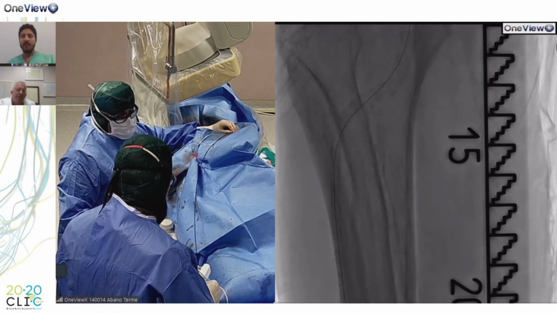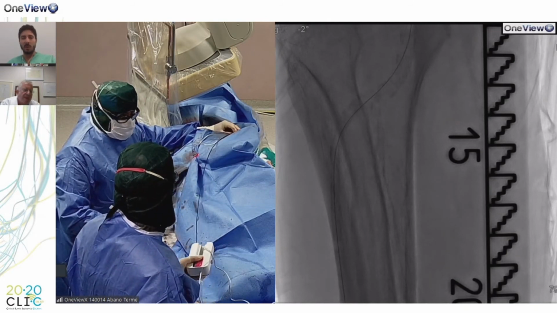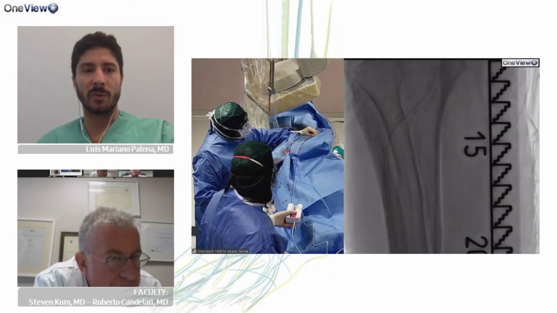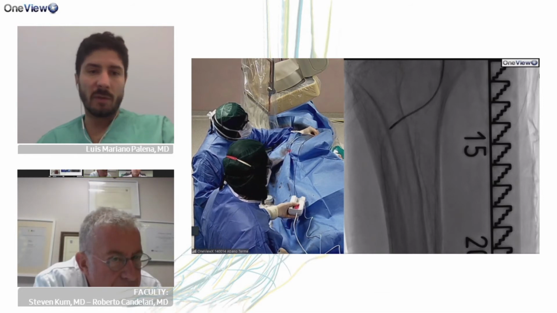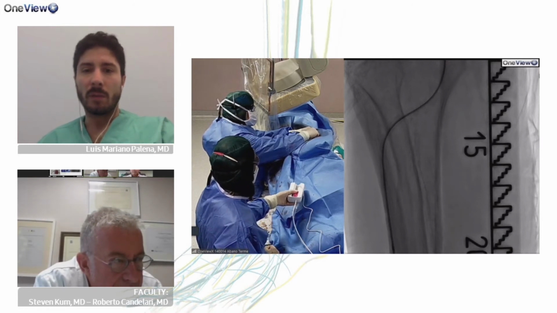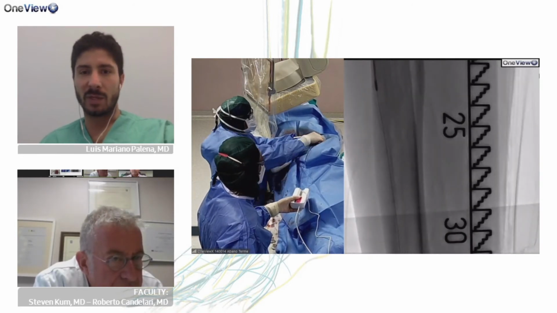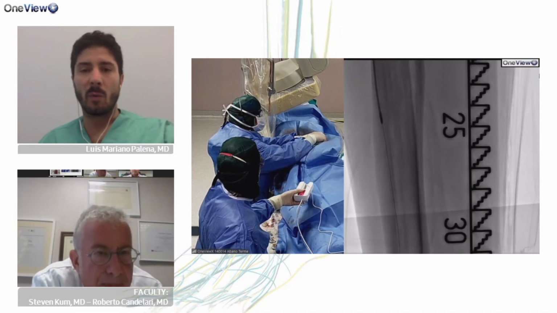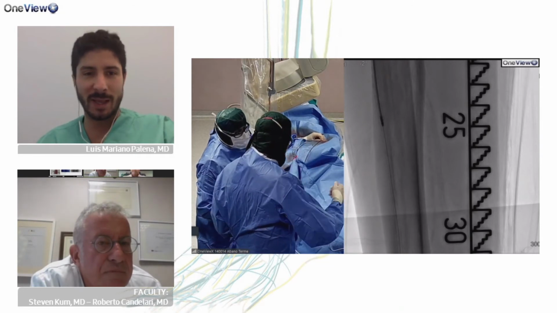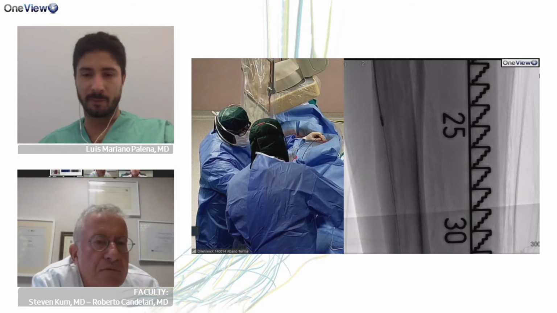Again, technical question. Steven showed just a few minutes ago very nice cases with JetStream. One of those with the result of embolization, but fortunately he was working with the filter. How do you comment on that? Because I understand you cannot put a filter in the dorsalis pedis, so what is your feeling about the possibility of this embolization? Personally, I hope nothing will happen, but we want to know your perspective.